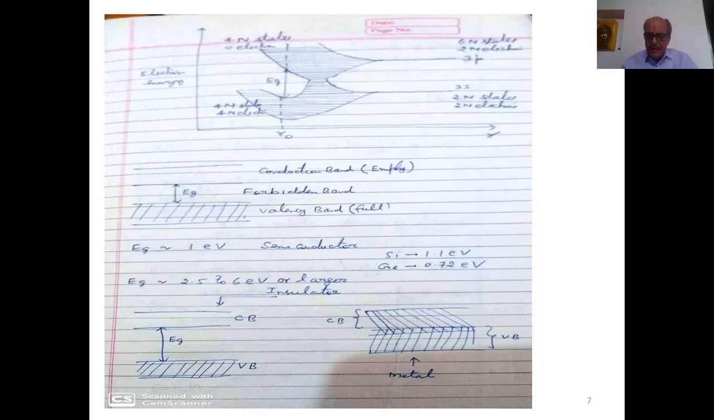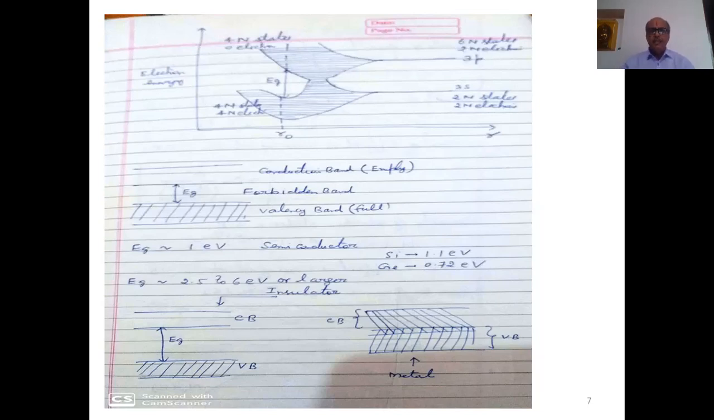So if you understand the formation of the conduction band and the valency band separated by a band called the forbidden band, this is another way by which we can differentiate metal, insulator and semiconductor. If the separation between the conduction band and the valency band is reasonable, of the order of 1 eV, we call it a semiconductor. For silicon, the band gap is 1.1 eV, and for germanium, it's 0.72 eV. So we can take both of them as of the order of 1 eV.